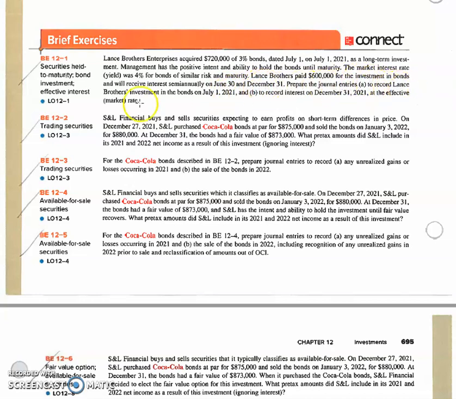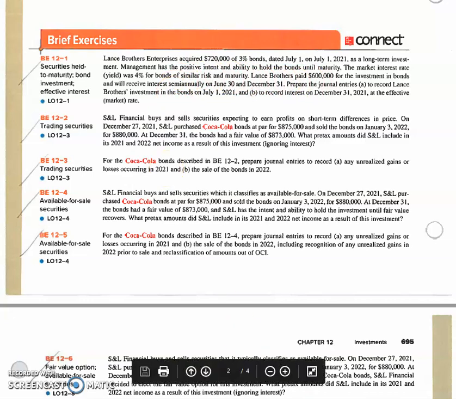Prepare the journal entries to record Lance Brothers investment in the bonds on July 1st, 2021, and record interest on December 31st, 2021 at the effective market rate. So the effective rate is 4%. So they'll record interest revenue based on a half a year at 4% per year, or 2% times net book value, which initially is $600,000. So $600,000 times 2% would be $12,000.